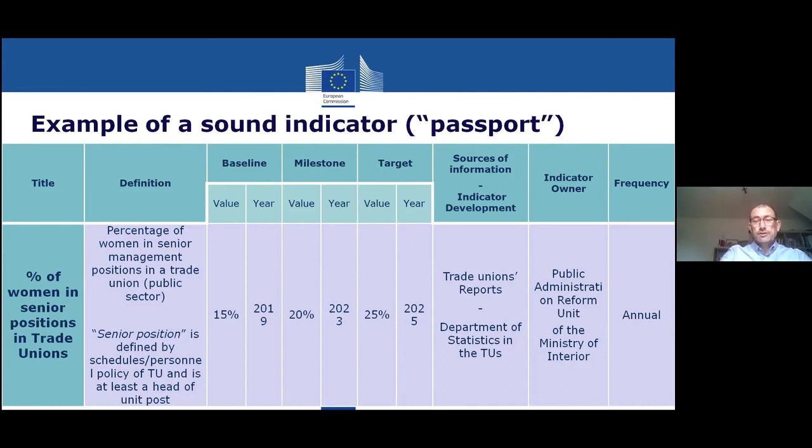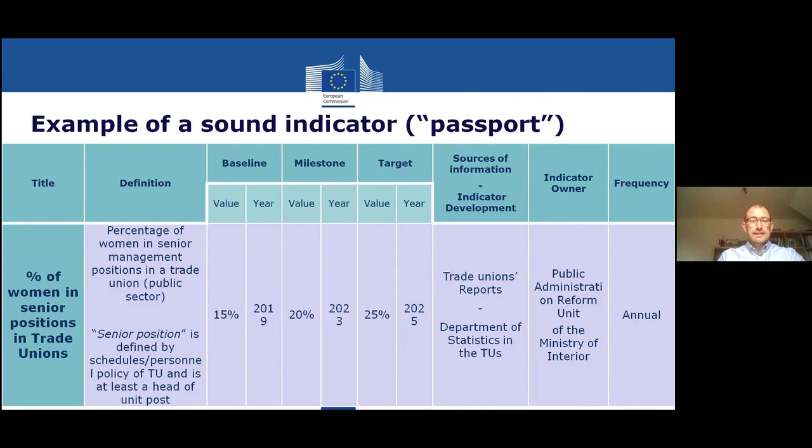Next to that, we have sources of information. The sources that we'll use for this are the trade union report and the Department of Statistics within the trade unions, which is the source of the data, the generator of the data. The institution who owns the indicator, i.e. the people who have to go and collect this data and report on it, is the Public Administration Reform Unit of the Ministry of Interior, and the frequency that we collect data to report on this is annual. So there you go.